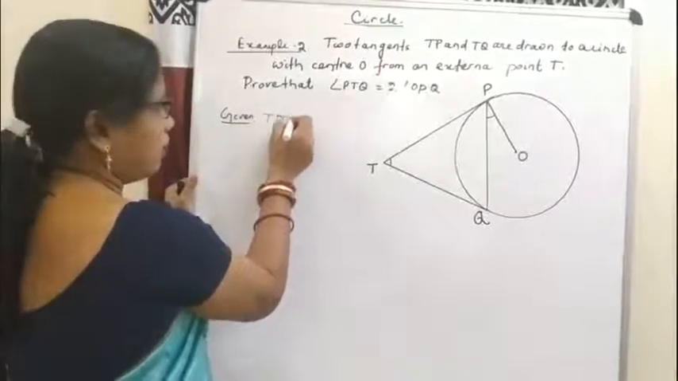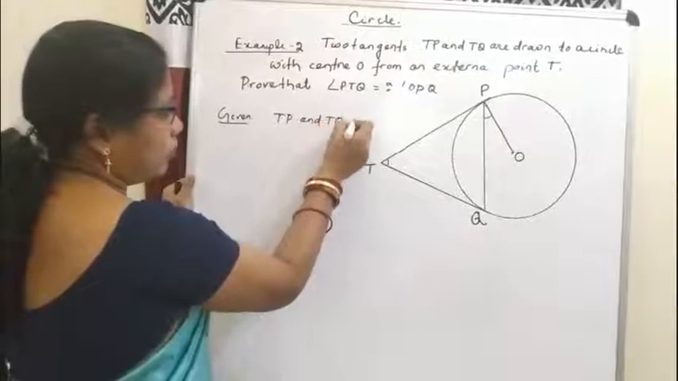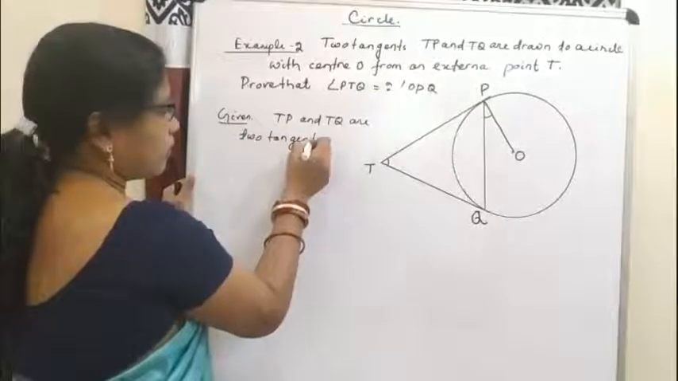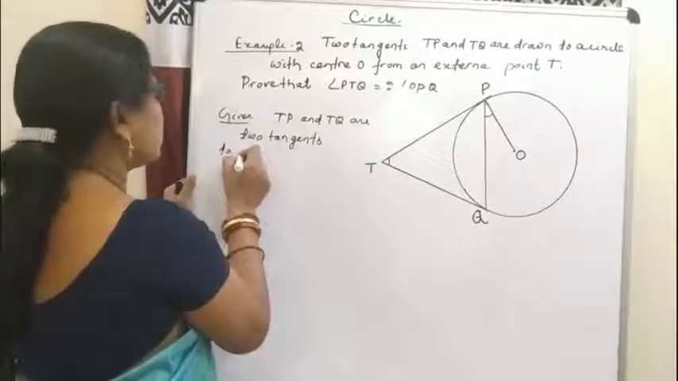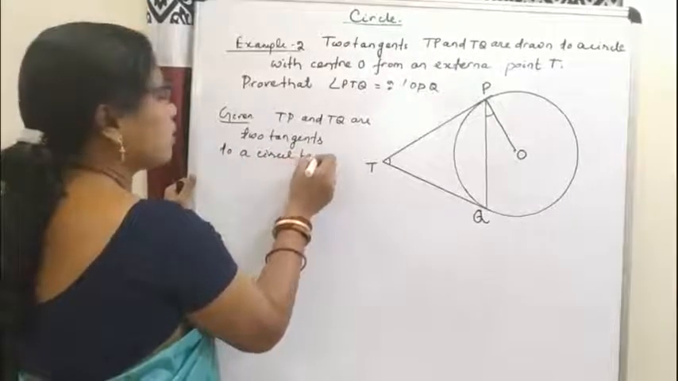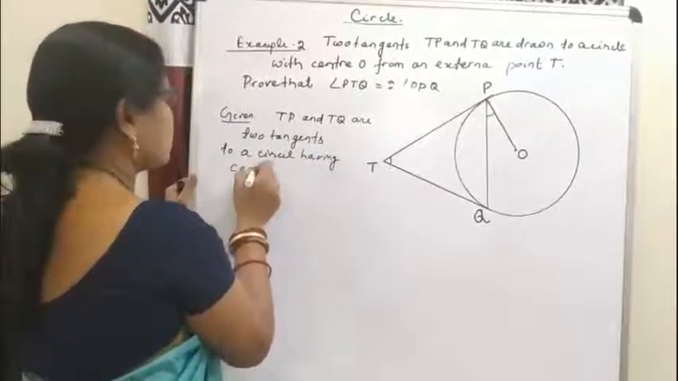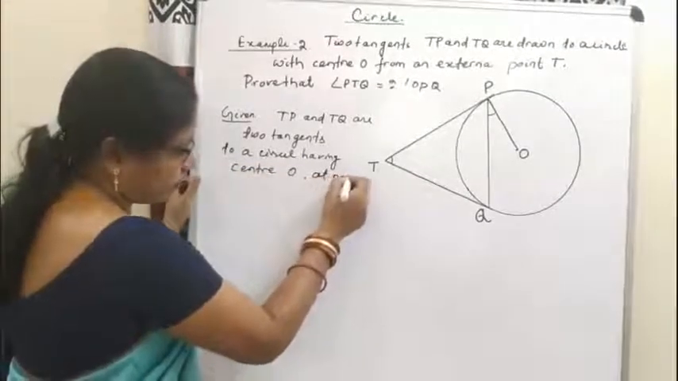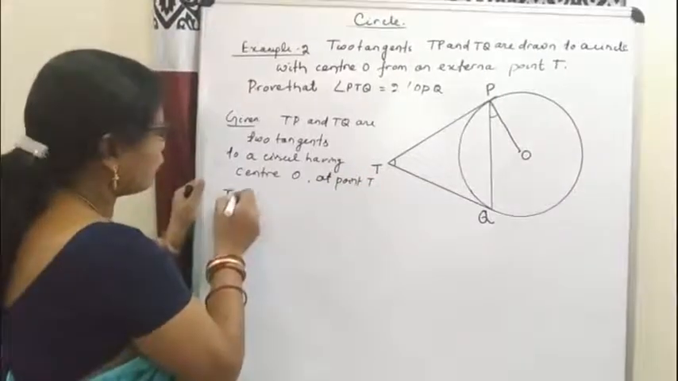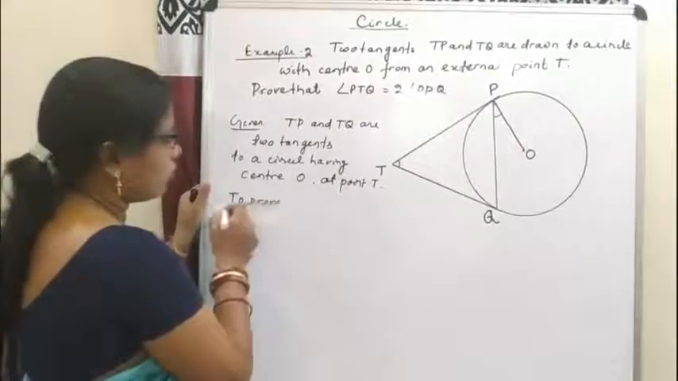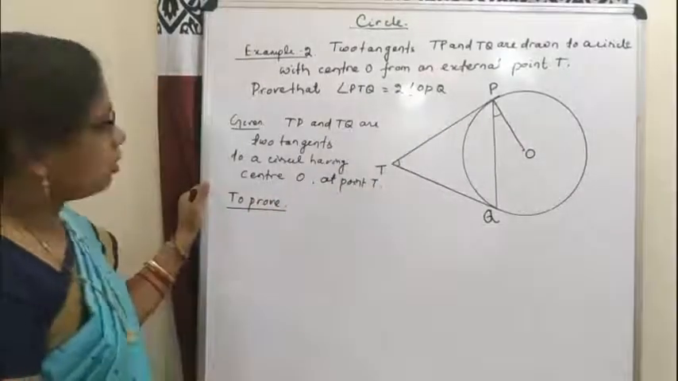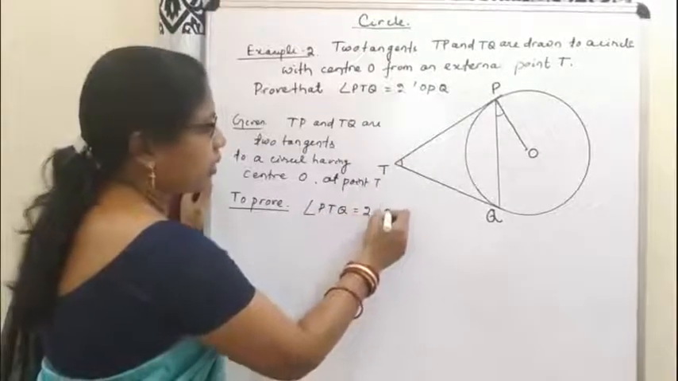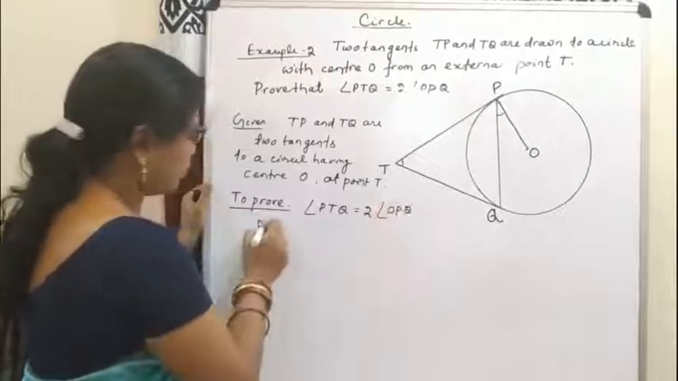TP and TQ are two tangents to a circle having center O at point T. To prove, so PQ is a chord. To prove angle PTQ is twice angle OPQ.